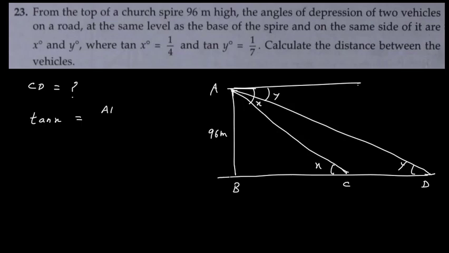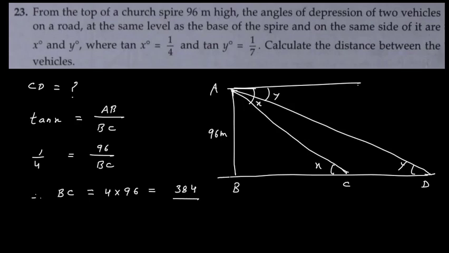So tan x is what? AB upon BC. Now this tan x is given as 1 by 4. So this 1 by 4 is equal to AB, which is 96, divided by BC. BC I have to find. So here we will cross multiply. We will say that BC is equal to 4 into 96. So 4 6s are 24, 2, and 4 9s are 36, 36 plus 2 is 38. So BC is 384 meter.